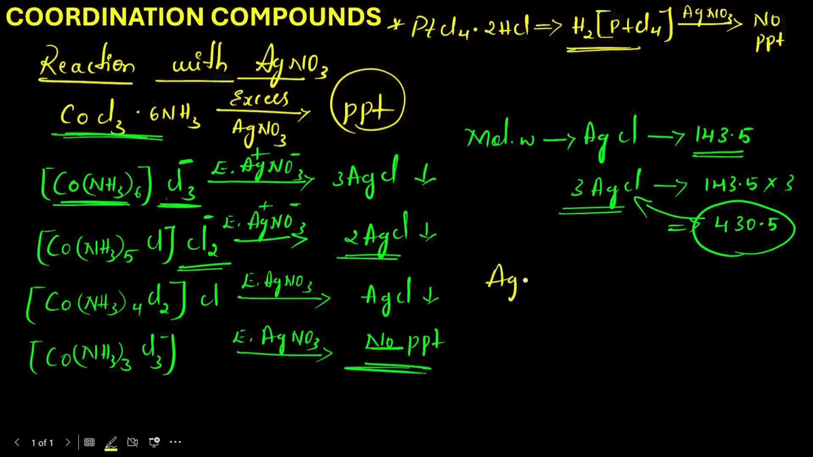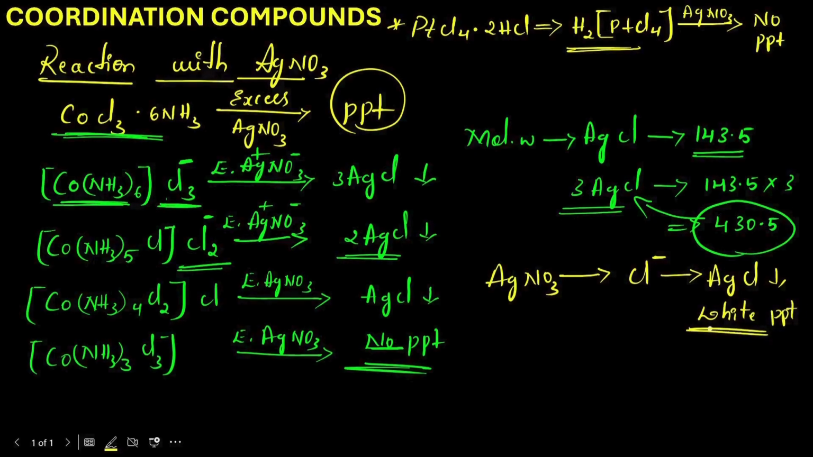We use AgNO3 in the confirmatory test for Cl- acid radical, which gives AgCl precipitate, which is curdy white precipitate. This is about the reaction with AgNO3.